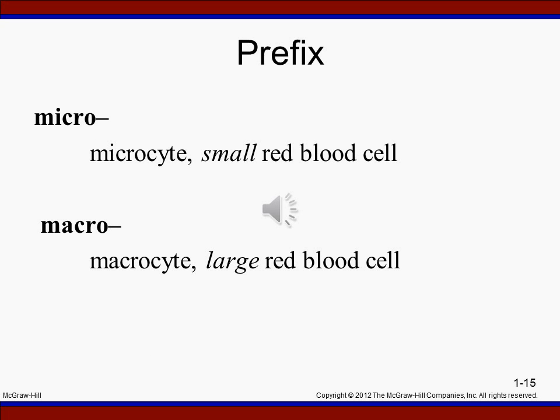Prefixes can also describe a size. This prefix micro attached to the root word cyte. Microcyte means small red blood cell. Well, what does cyte mean? You're going to have to understand what these combining forms, the root words, mean as well. Cyte means red blood cell. When you combine the prefix there, it expands the meaning of red blood cell to say small red blood cell. The second word there, underneath microcyte, is macrocyte, which means large red blood cell.